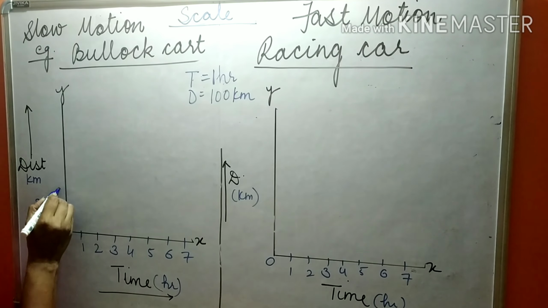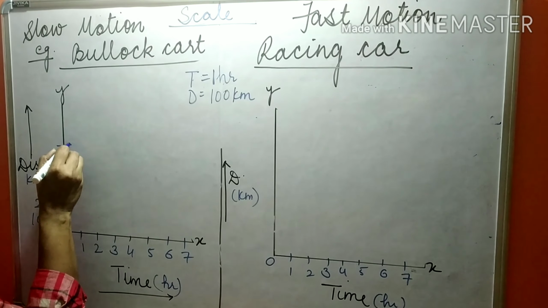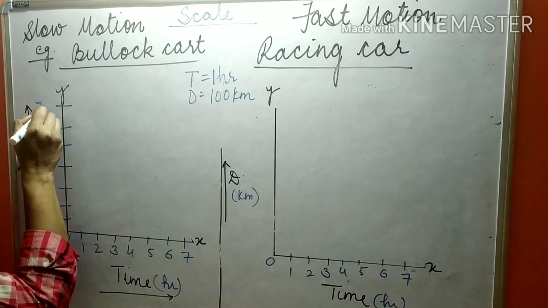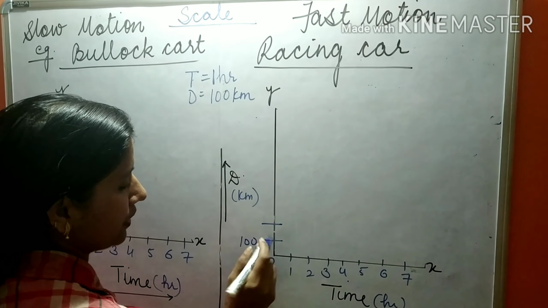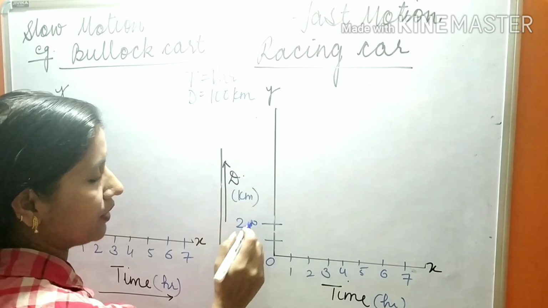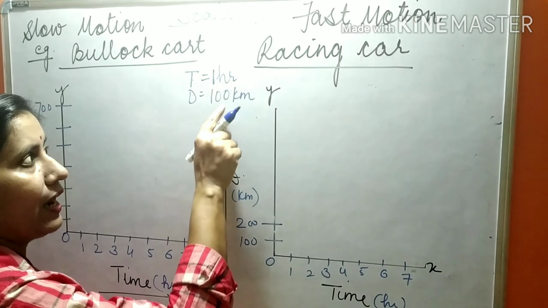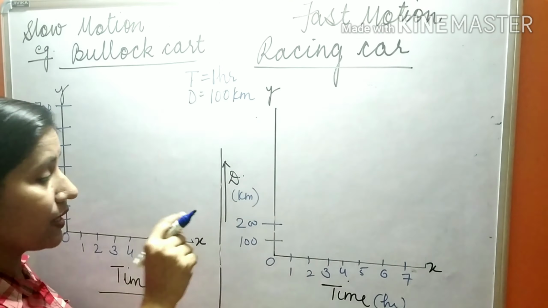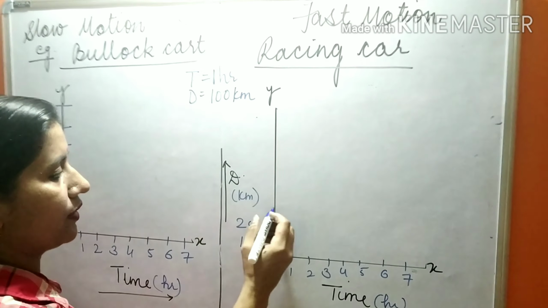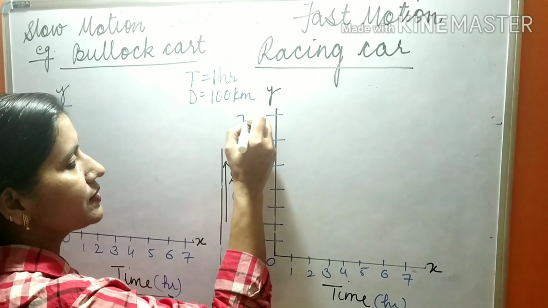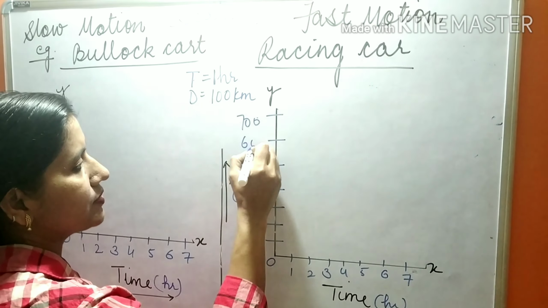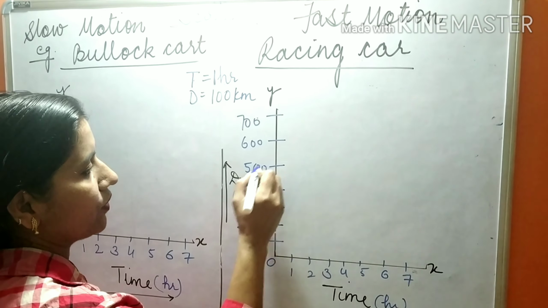Then it is 200, 300, 400, 500, 600 and 700. This side also start from 100. If this is 100, this is 200. See, what is the difference between the two? 100. Why? Because we have taken a scale, so how much will one unit be? 100. 300, 400, 500, 600 and 700. This is 600. This is 500.